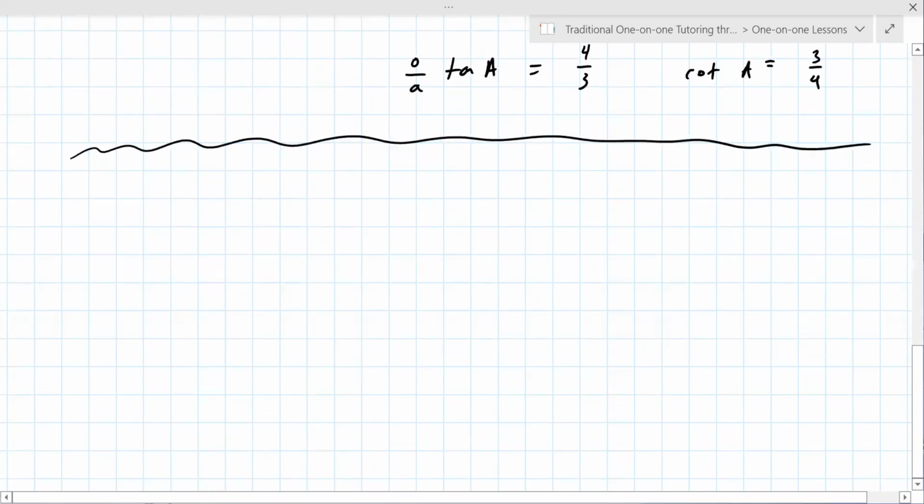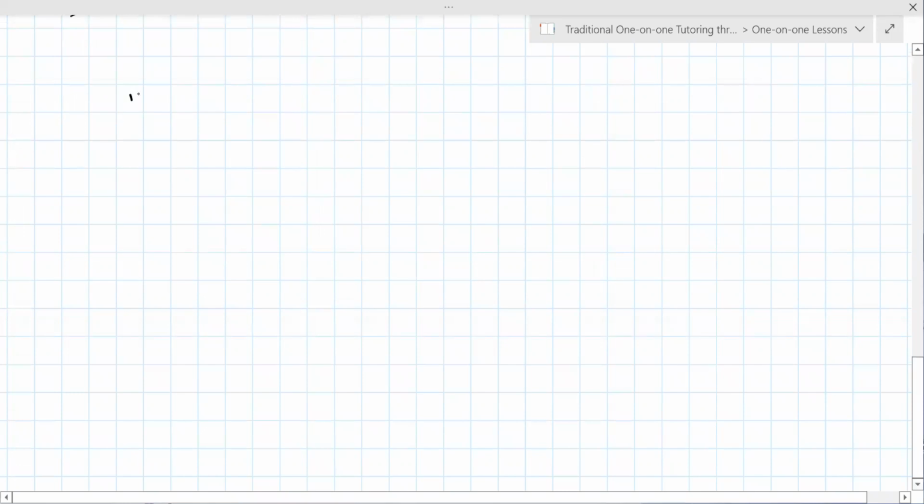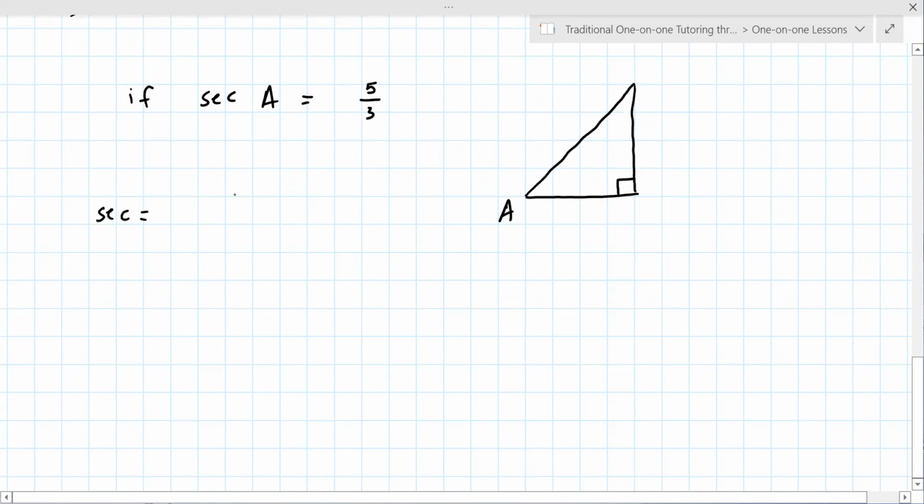So here's the type of problem you might see. It'll say if secant A equals 5/3. Okay, so you would want to draw a triangle and label one of the angles here. We'll call that one A. And secant's not one of the well-known ones, so you'd have to ask, what is secant? Well, secant is the reciprocal of cosine.